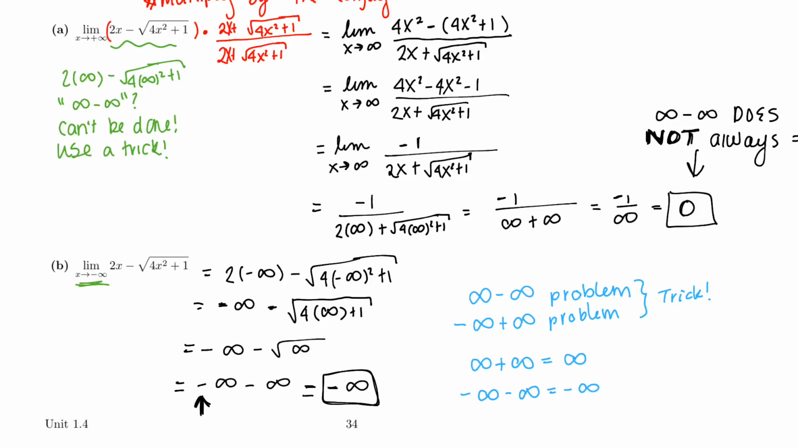So the only case where we have to really worry about using a trick is if the infinities cancel. If the infinities just stack on each other, then you can just say infinity plus infinity is infinity, and negative infinity minus another infinity is just negative infinity. So that's that.